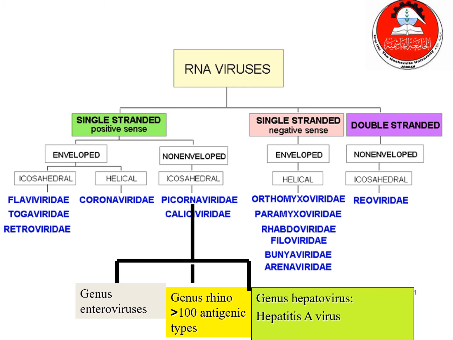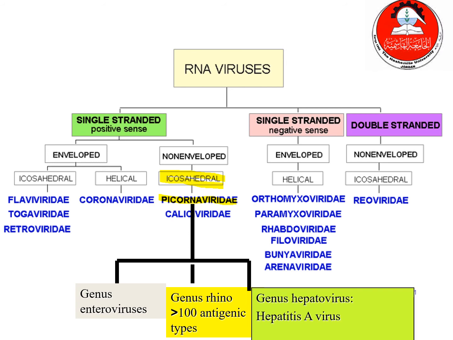The rhinovirus has more than 160 antigenic types and belongs to the Picornaviridae family, which is a naked virus with an icosahedral capsid. And as we said, all naked viruses have an icosahedral capsid, and it possesses a single-stranded positive-sense RNA.